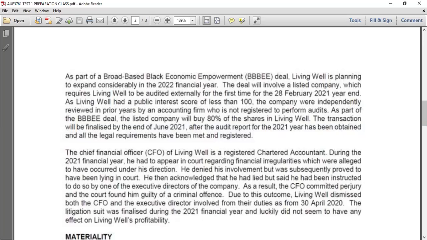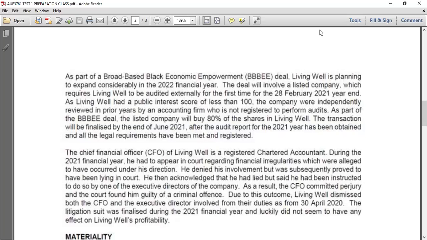As Living Well has a public interest score of less than 100, the company was independently reviewed in prior years by an accounting firm who is not registered to perform audits. As part of the BEE deal, the listed company will buy 80% of the shares in Living Well. The transaction will be finalized by the end of June after the audit report for the 2021 year has been issued and all the legal requirements have been met and registered. Right. There is something there.